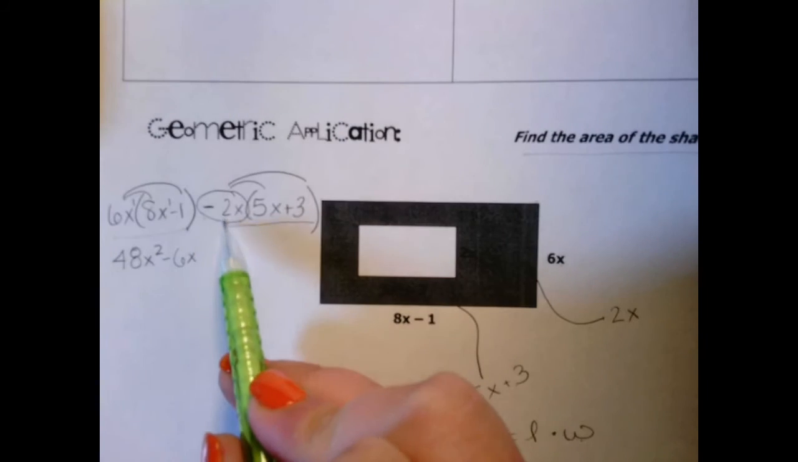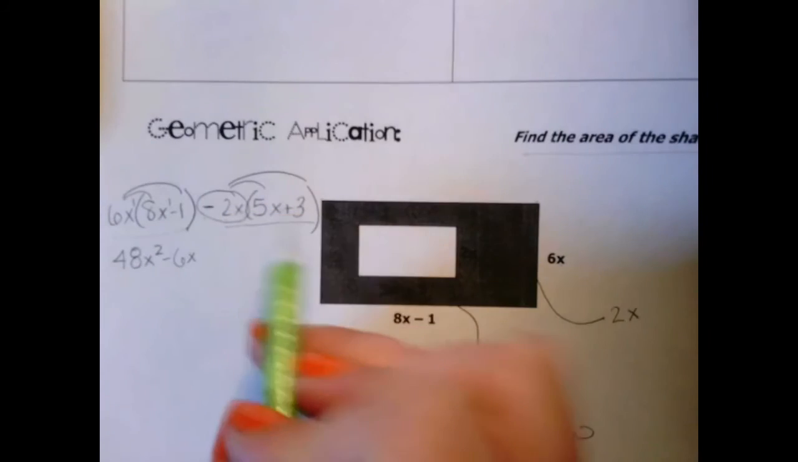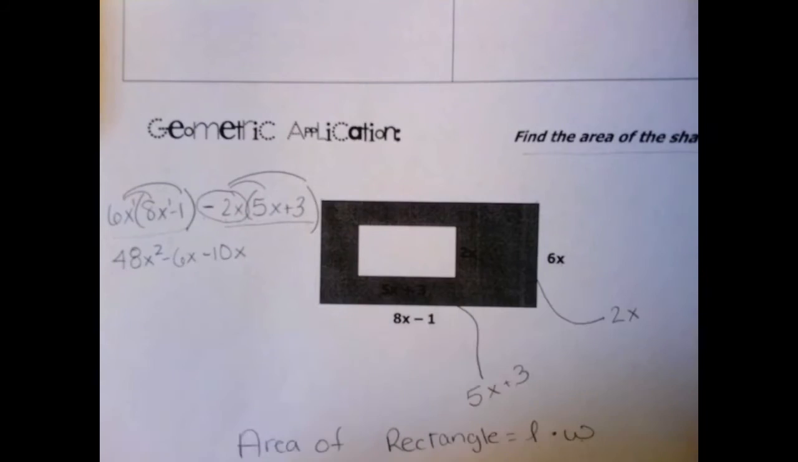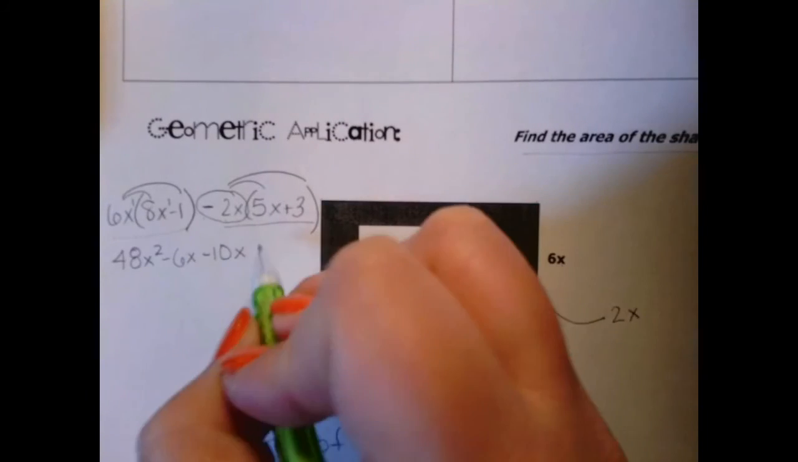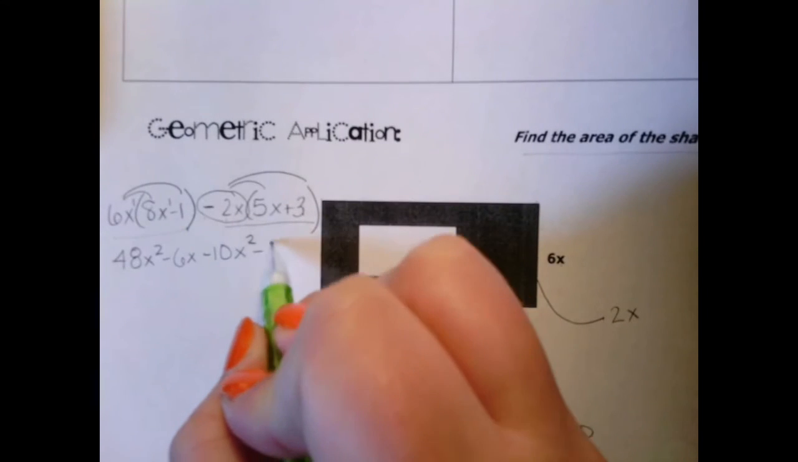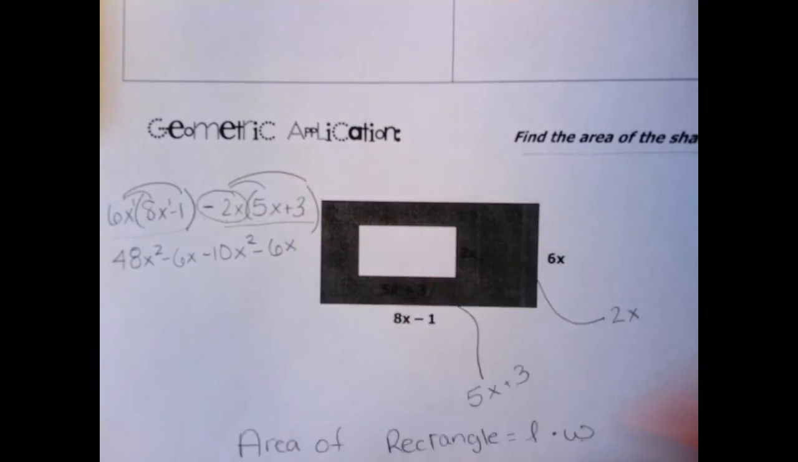So -2x times 5x. -2 times 5 is -10. X times x is x squared. Keep my base, add my exponents. 1 plus 1 is 2. Then -2x times +3. -2 times 3 is -6. Then I'm keeping that x there.